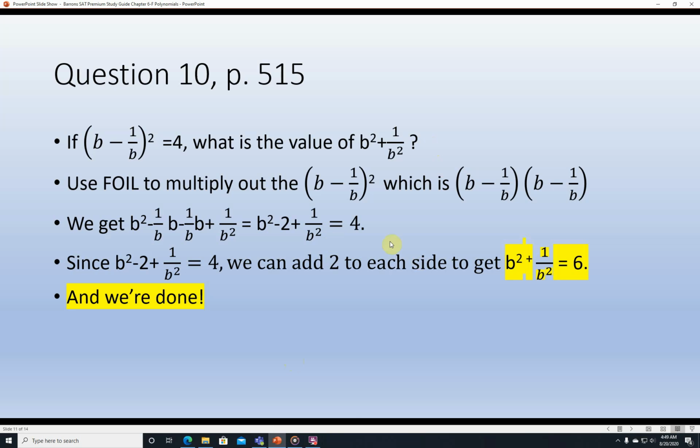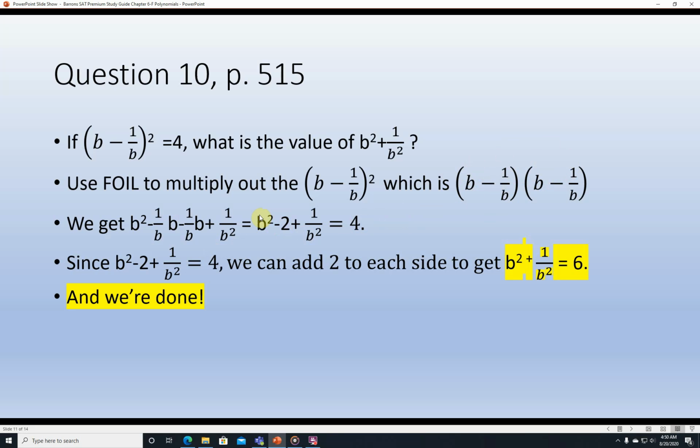So we end up with b squared for the first term. Then the outer is going to be b times minus 1 over b. That's a lot of b's, huh? Anyway, b times negative 1 over b, which just becomes negative 1. Then the inner is negative 1 over b times b, also negative 1. Then negative 1 over b times negative 1 over b is going to be 1 over b squared.